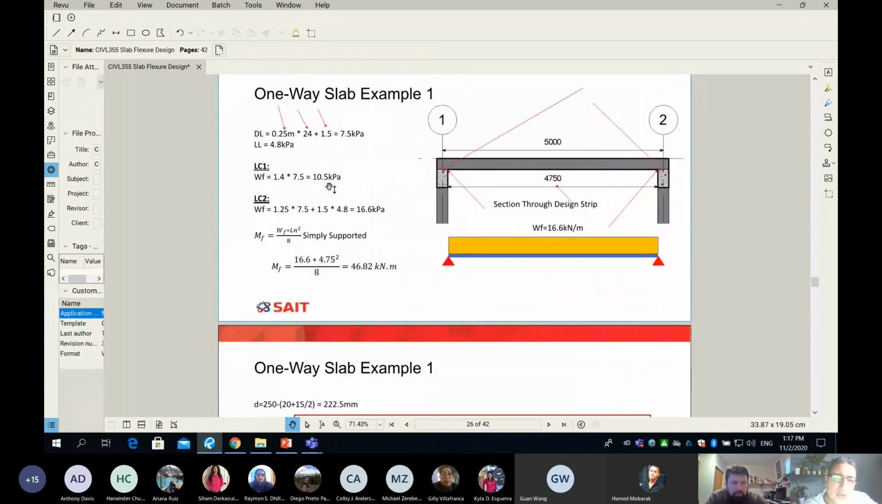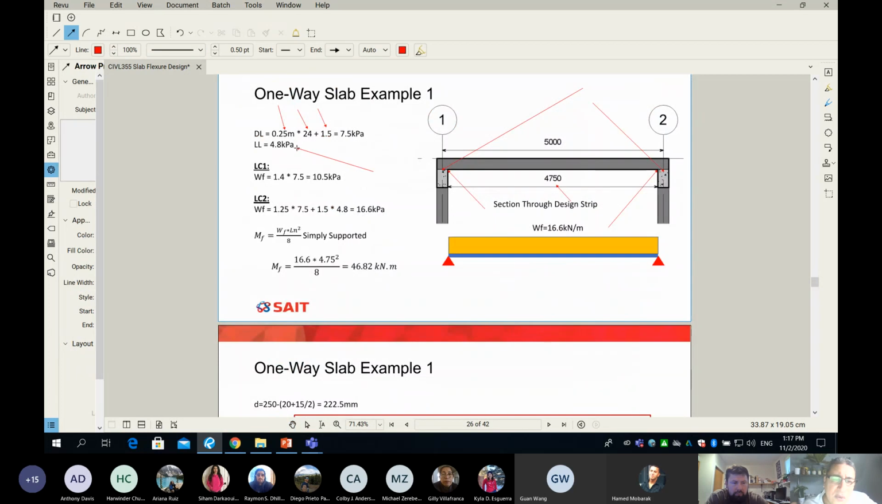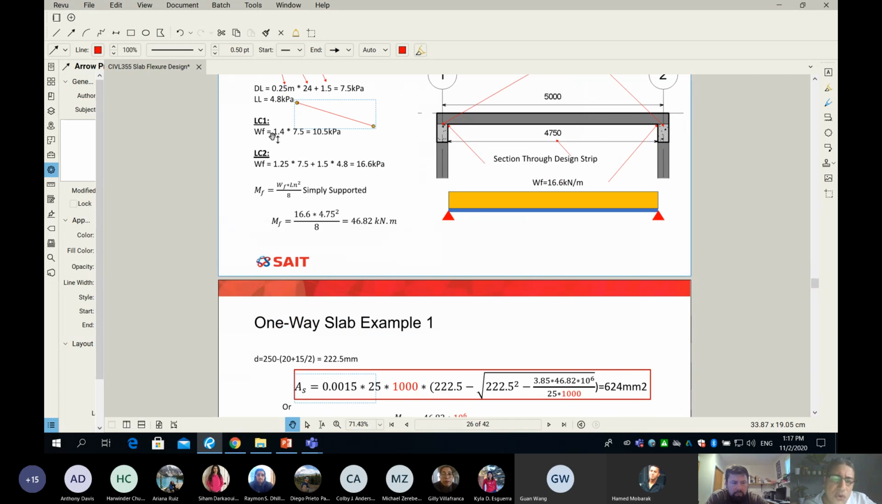Now, what you also have to do is find your live load. Again, one more time, 4.8 times 1, so that's 4.8. And you go through load combination number 1 and load combination number 2, because you want to find the governing load. It looks like load combo 2 will give us the highest load, and this number will be my W factored. This number governs. And then once you know the load, we are ready to find the moment.